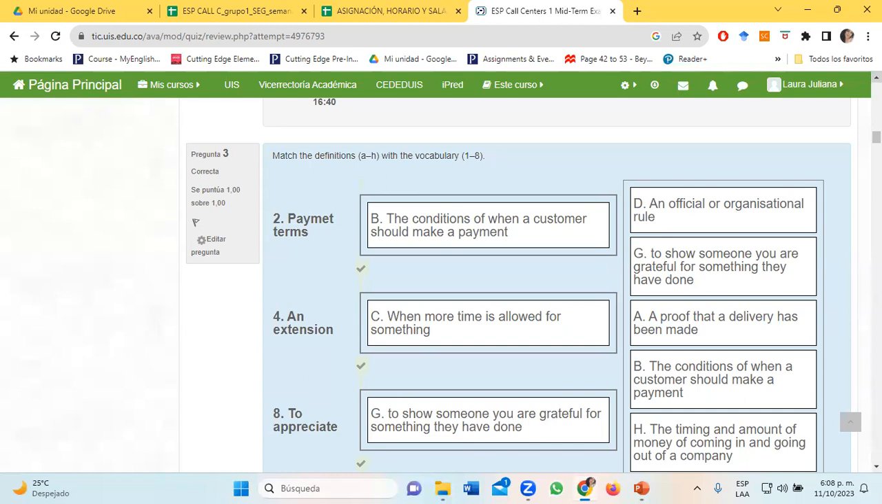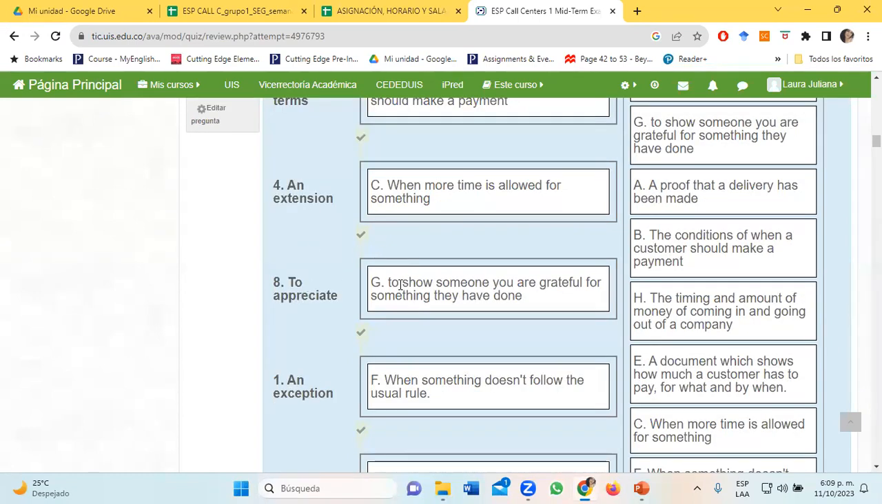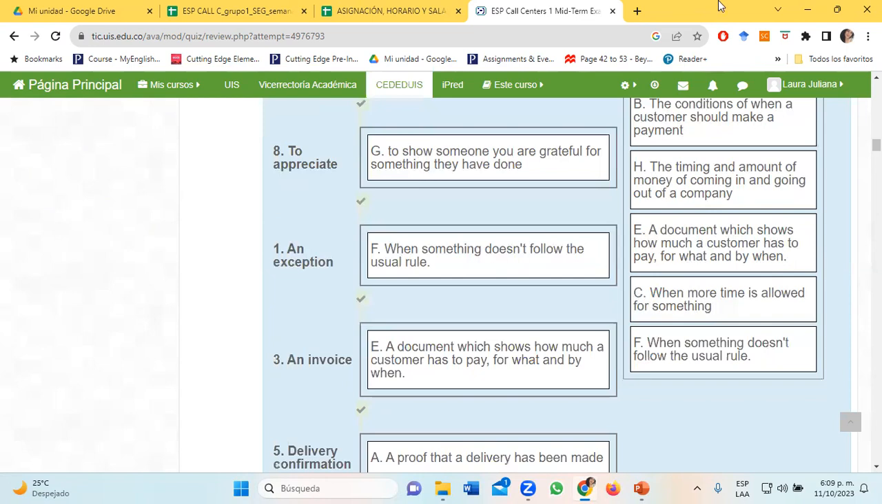So the vocabulary. The payment terms, it was B, are the conditions of when a customer should make a payment, right? The terms, the conditions. Next, an extension is when more time is allowed for something. You extend, right? To appreciate is to show someone that you are grateful for something that they have done, so you appreciate them. An exception is when something doesn't follow the usual rule. This is an exception. An invoice is the document that shows how much the customer has to pay, right? An invoice for what and by when.